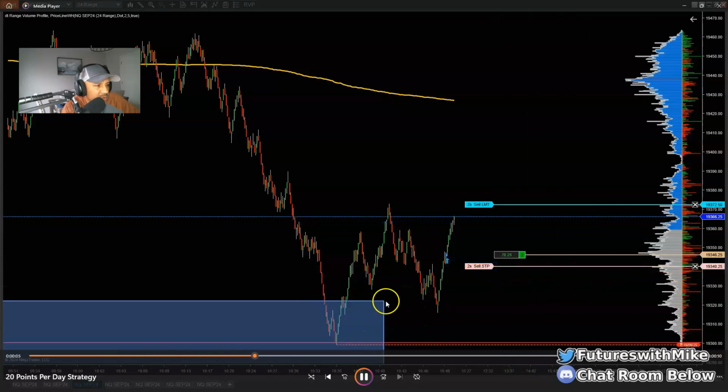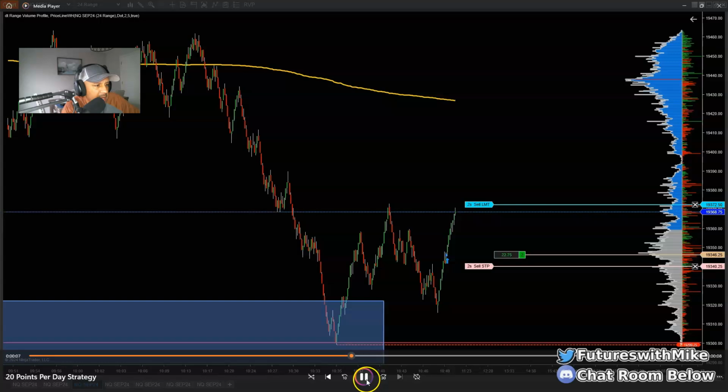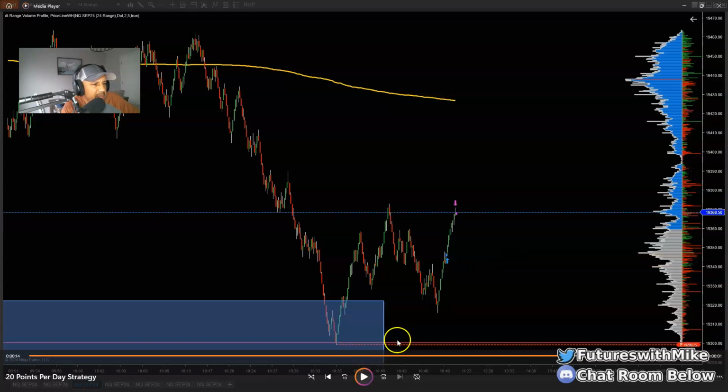This was the demand zone right here on the 24 range chart. And it goes up there, hits my TP. And I think I may have closed it out here to pick up these 22 or 20. Yeah, it was 22 points right there that I picked up, I believe, on that trade right there. But it was an easy setup.